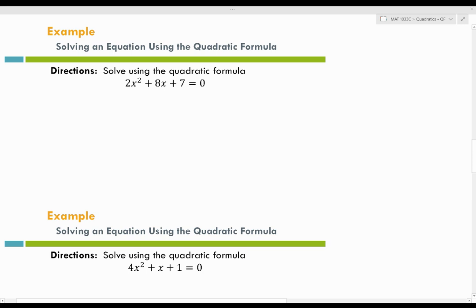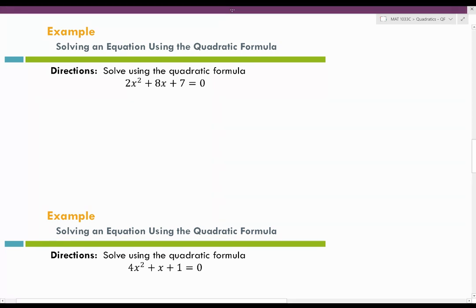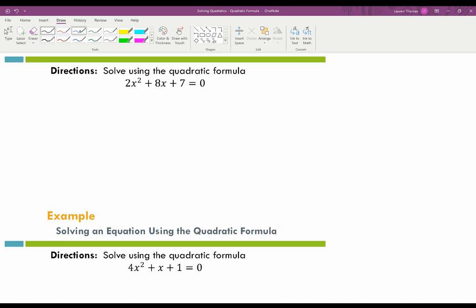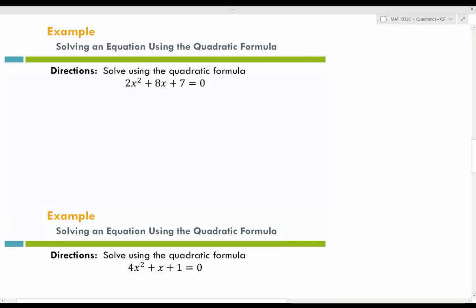All right, you guys, we're going to continue our discussion of solving quadratic equations using the quadratic formula. So let's take a look at this example. It says solve using the quadratic formula, and the equation we've been given is 2x squared plus 8x plus 7 equals 0. Step 1 is to always make sure that our quadratic is given to us in standard form. It is. And the next thing that we need to do is identify a, b, and c. So for this problem, a equals 2, b equals 8, and c equals 7.